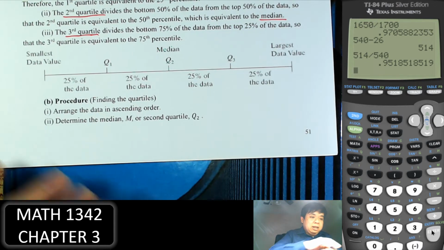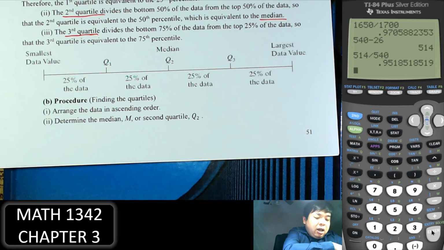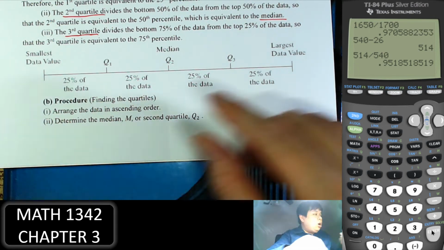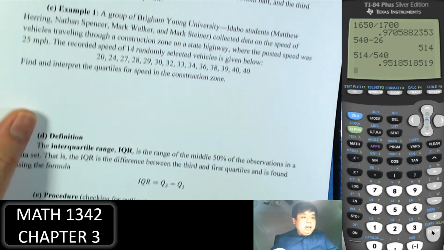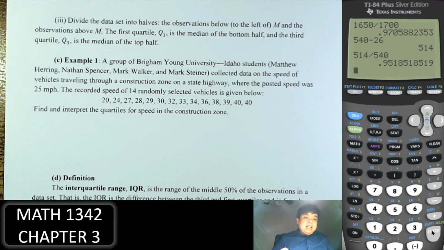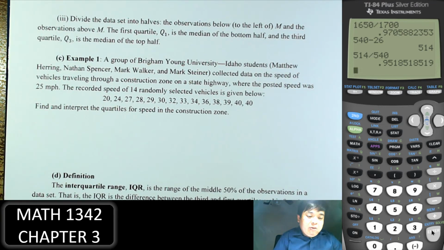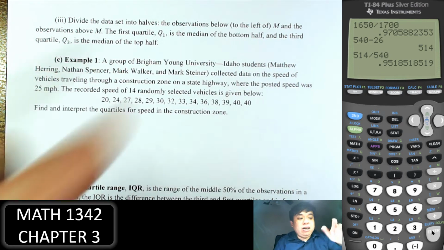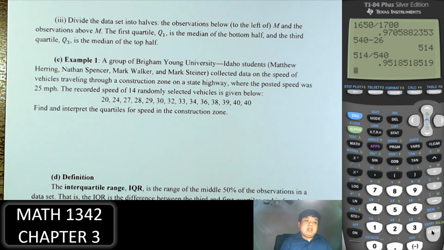Right, here are the steps. Arrange the data in the ascending order. Determine the median or the second quartile. After that, divide the data into halves. The observation below or to the left of M and the observation above M. The first quartile is the median of the bottom half, and the third quartile is the median of the top half.